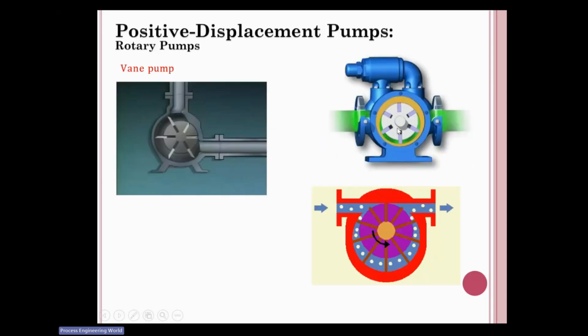This is the vane pump. Again, the vane pump has only a small impeller, but it acts like a positive displacement pump. How? Because it gives continuous strokes. Continuously the fluid is coming with the help of impellers and vanes. It is transferring the fluid from one place to another.